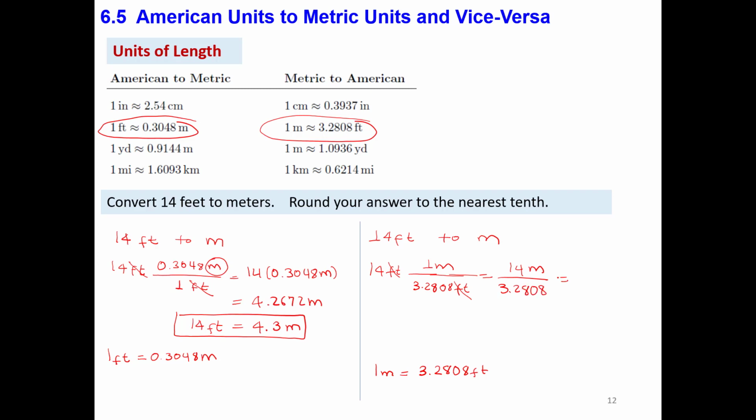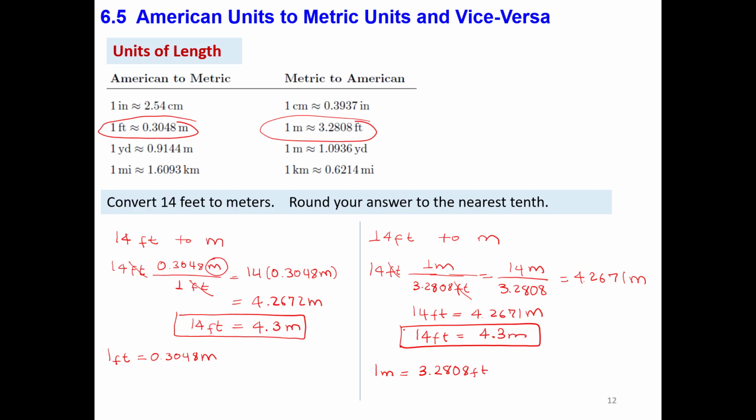And if we divide these two numbers, we will get 4.2671. Then we had 14 feet, 4.2671 meters. But we want the nearest tenth, so here we had 4.3 meters.